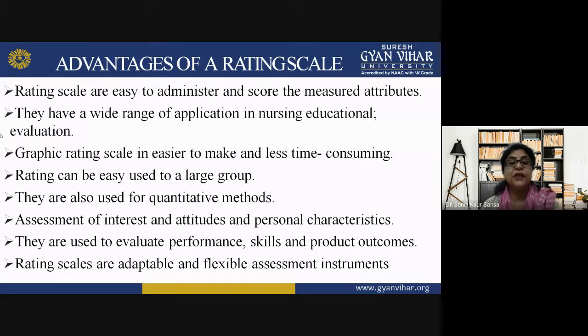Respondents can easily fill your rating scale statement, questionnaire, or anything you prepare in a very refined way. So they are also used for quantitative methods. Assessment of interest and attitudes and personal characteristics is done through rating scale. They are used to evaluate performances, skills, and product outcomes. Rating scales are adaptable and flexible assessment instruments in research work.